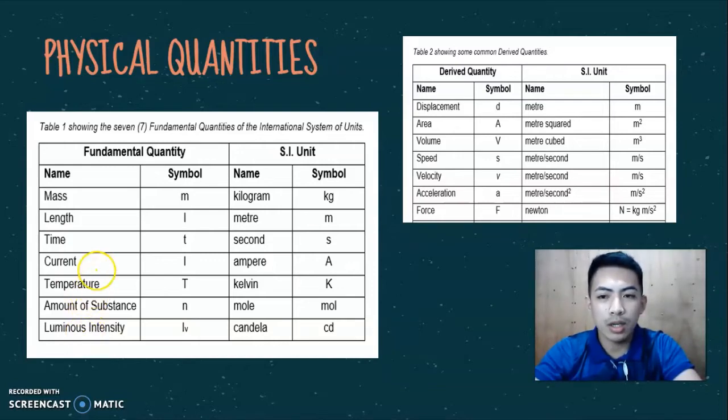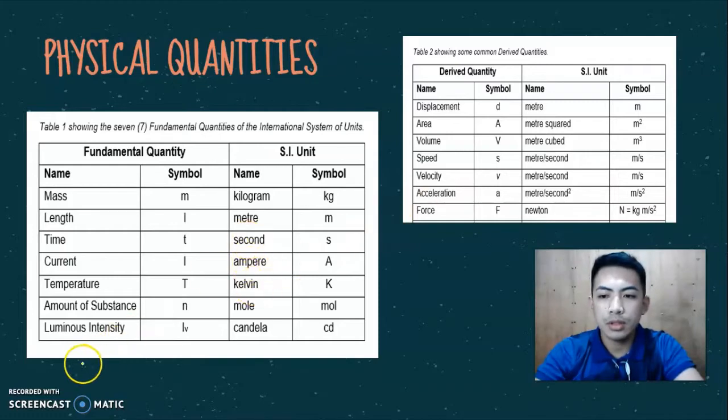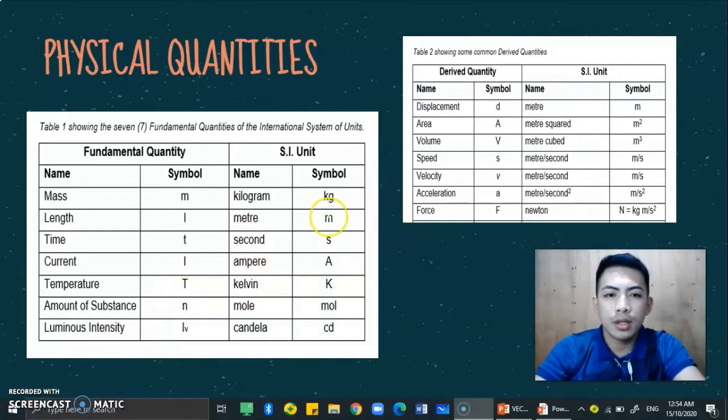So don't get me wrong, I know you're thinking about the manipulation of formulas, but that manipulation only happens on the derived quantities, because derived quantities are formulated from the fundamental quantities. Maybe you are thinking that, no sir, we can derive mass if we have speed or velocity or acceleration, force over acceleration, we can derive mass. So that's it. All the derived quantities are actually quantities coming from the fundamental quantities.